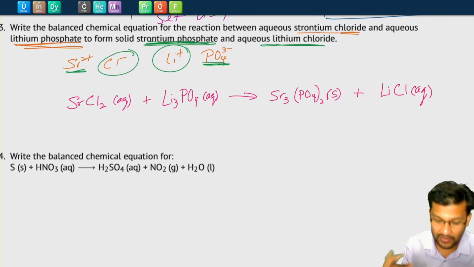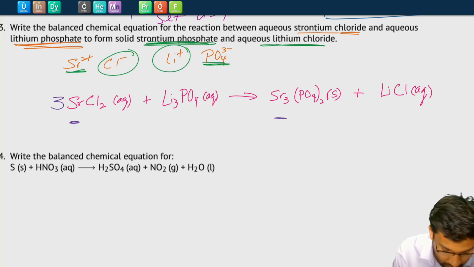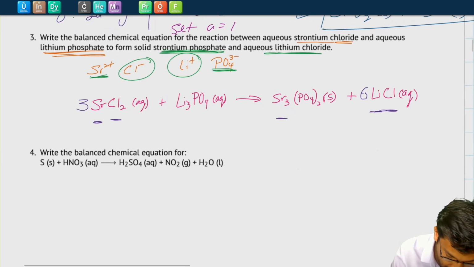Let's use the guess and check method for this one. So on the left-hand side, we have 1 strontium. On the right-hand side, we have 3 strontiums. So let's just make that a 3 so that we have 3 strontiums on the left-hand side. Okay, we have 3 times 2 chloride atoms on the left-hand side. We only have 1 chloride atom on the right-hand side. So let's make this a 6 so that it's balanced on the left and right-hand sides.